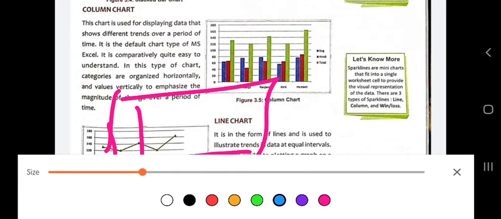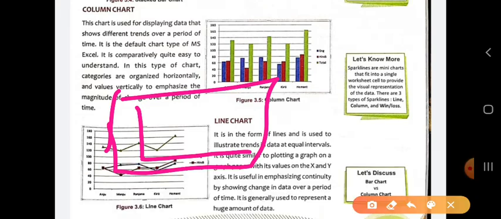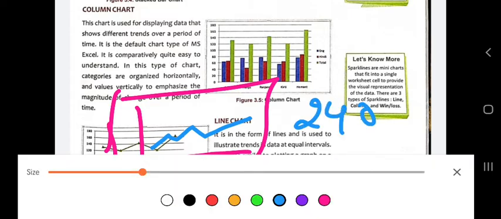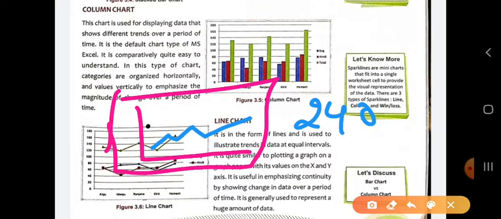If a team scored runs like this in 50 overs, that means 240 runs, and the other team scored the same amount of runs in 27 overs, then you will get a chart like this. That means a line chart describes in how much time one or the other has done that work.